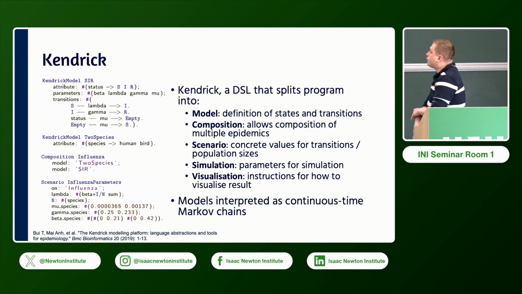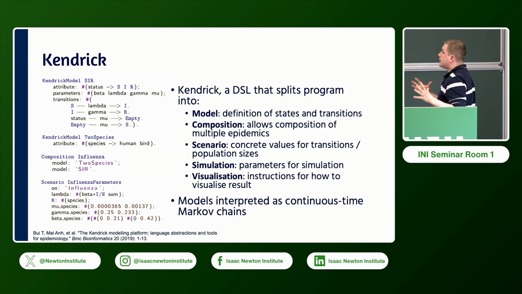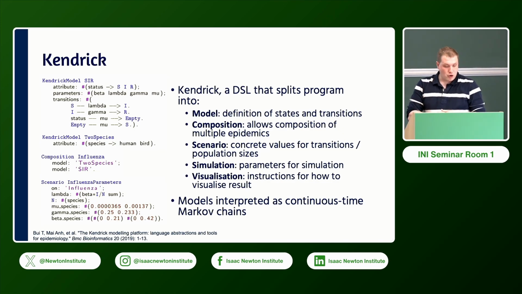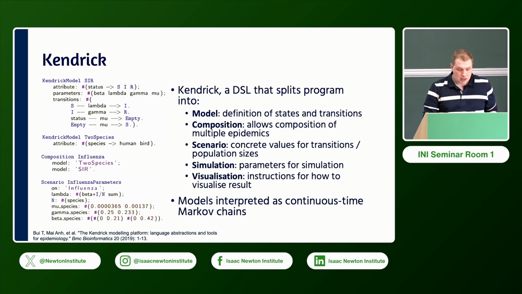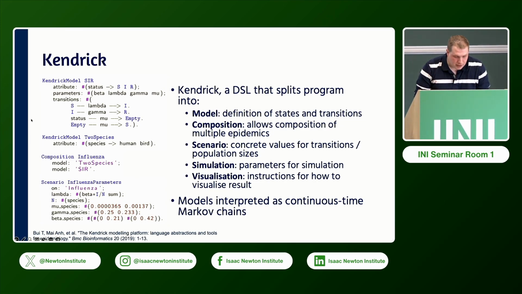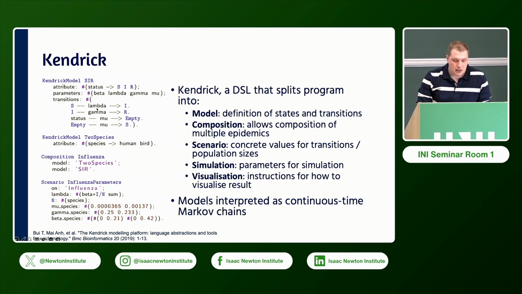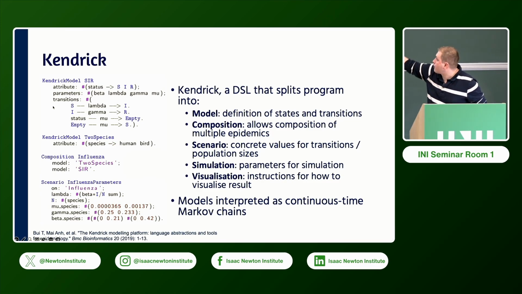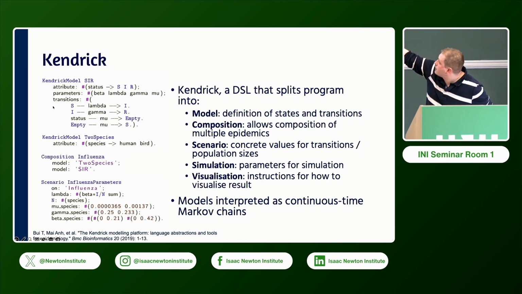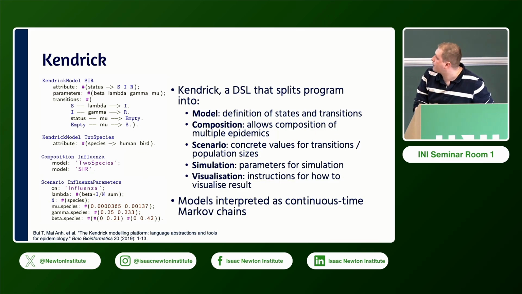So I'll give you an example of a few. The first one, I was quite interested to read about, is Kendrick. Kendrick is a domain-specific language that splits the program into several different clauses. The first is the model. Here we can have the epidemic compartments, the parameters, and various transitions between different compartments and the transition rates that are used. Here, for example, we've got a standard SIR model, where we're transitioning from susceptible to infected at rate lambda and infected to removed with rate gamma.